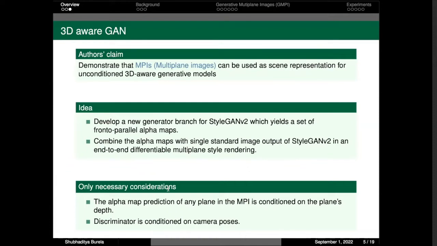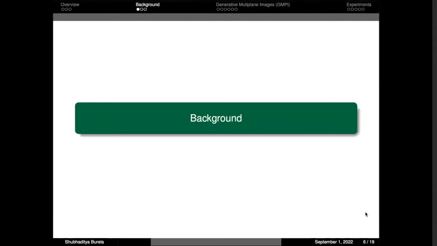The only necessary condition for this is that the alpha map prediction of any plane in the MPI is conditioned on the plane's depth, because this is extremely important for the GAN to be 3D aware, because it has to have a depth perception. And the discriminator is conditioned on the camera poses as well. So far, we have seen that the authors claim that the MPI-based scene representation circumvents these problems which we have talked about.